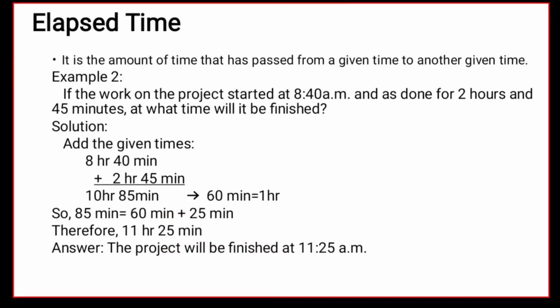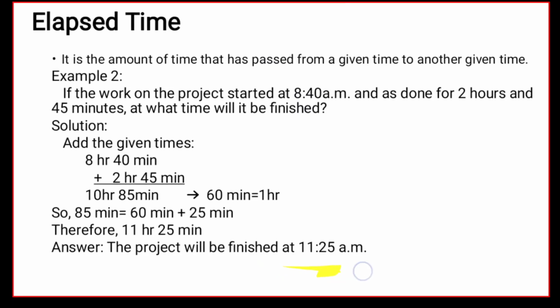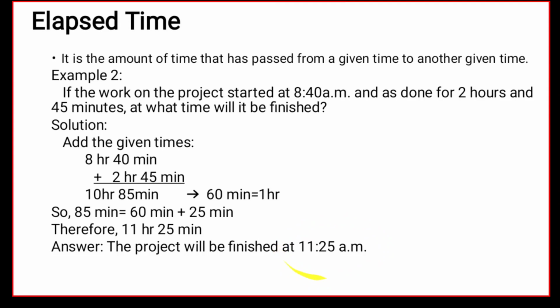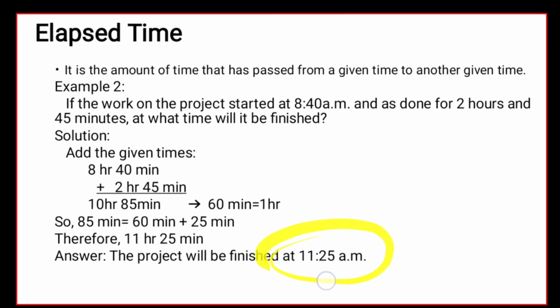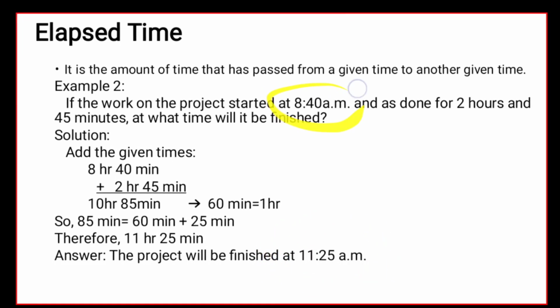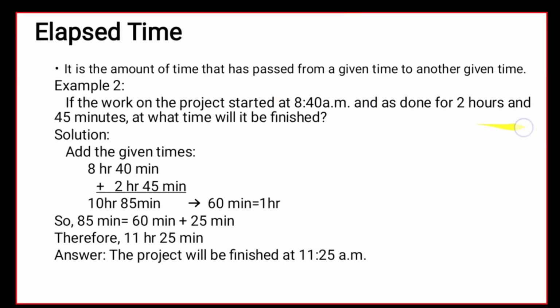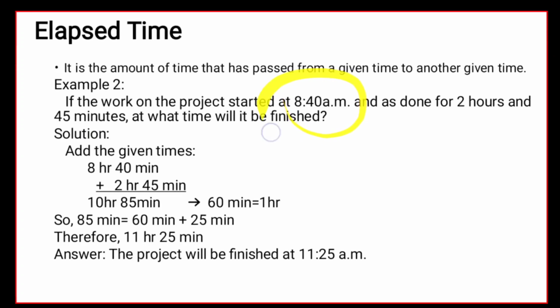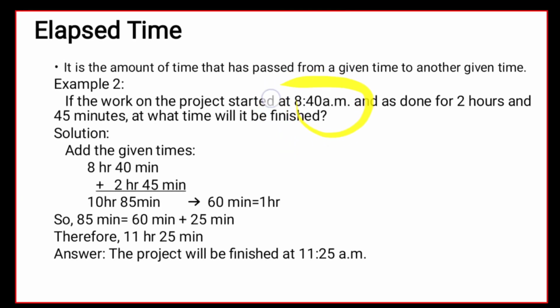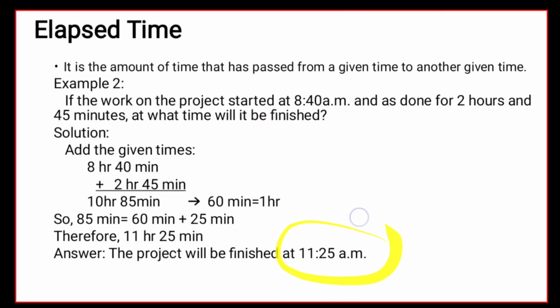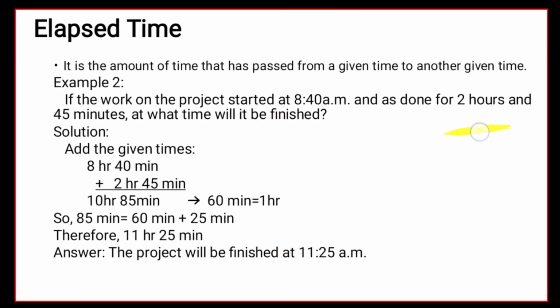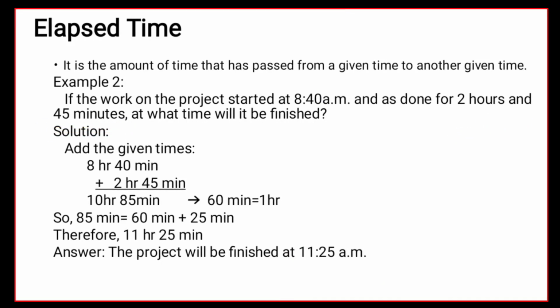So our answer is the project will be finished at 11:25 a.m. As you can see, if we subtract 8:40 a.m. from 11:25 a.m., the answer is 2 hours and 45 minutes. So this is the time you started the project, this is the time where the project will be finished, and this is the elapsed time.